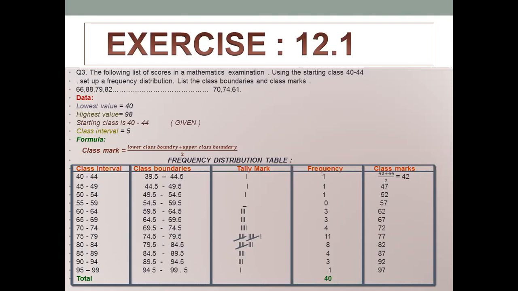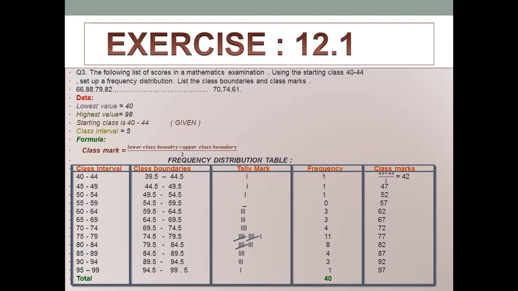Tally marks, the same method. You will check in your data how many numbers lie between 40 and 44. There is only one number. Then the next class, 45 to 49, only one number. 50 to 54, only one number. There is no number which lies between 55 and 59, so I write a dash there, or you write 0. Then after calculating all the values and writing the frequencies, we see that adding up the frequencies, the total frequency is 40, and in the data also 40 numbers are given to us.